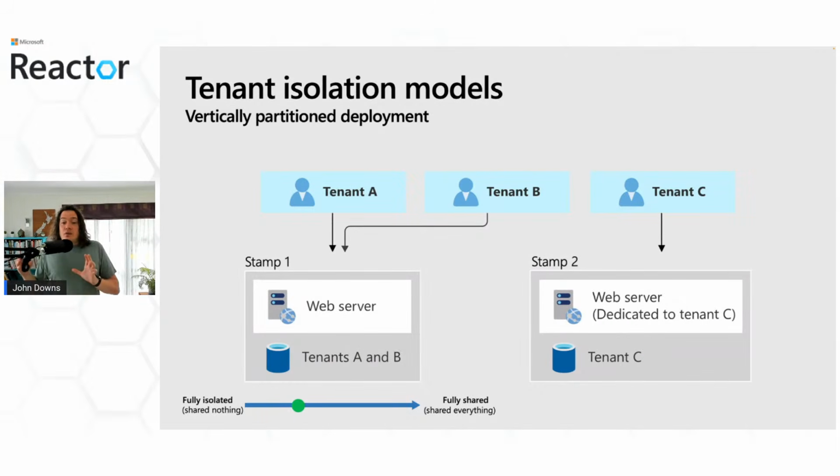Now, you can also move slightly towards the right of the slider by sharing stamps between some of your tenants and then using dedicated instances for others. We call this vertically partitioning your deployments. I should note the term vertical partitioning is something that we've used in our documentation, but we might look at changing it if we can think of a better name. One of the reasons you might do this is if you have a tenant who is very sensitive to performance, or if they have very strict data isolation requirements. So in this example, tenant C has their own dedicated deployment.